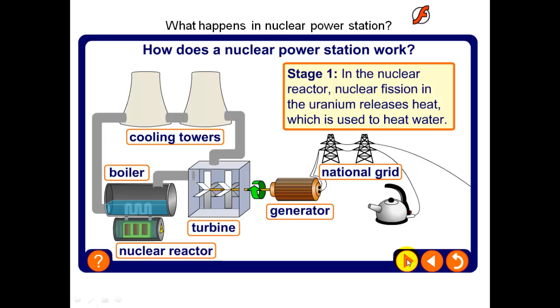We need to know the stages of the nuclear power station. First stage. In a nuclear reactor, the nuclear fission, which produces the heat, is able to heat the water and make it boil. So the nuclear energy turns into heat energy and makes the water turn into steam.